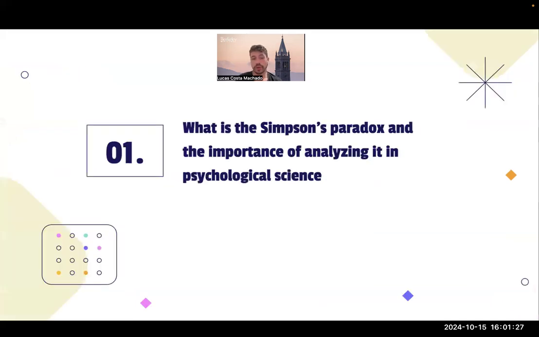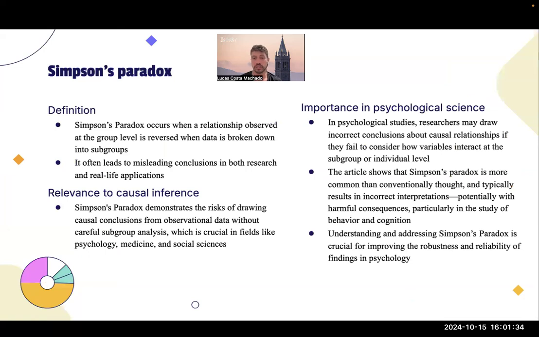Well, to start with, what is Simpson's paradox and what is its importance to analyzing psychological science? As we discussed in one of our first classes of causal inference, Simpson's paradox occurs when a relationship observed at a group level is reversed when the data is divided into subgroups. So this leads to misleading conclusions about the behavior that you're trying to analyze.